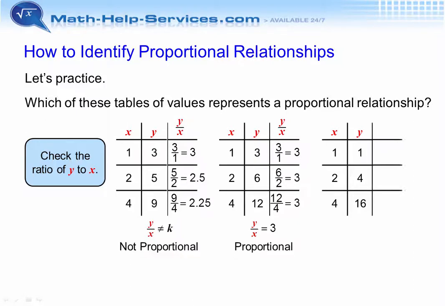Now let's look at the last one. In our last column we have 1 to 1, that's 1. 4 to 2, that's 2. 16 to 4, well, that's 4. Notice the ratios don't equal a constant, so this is not proportional.